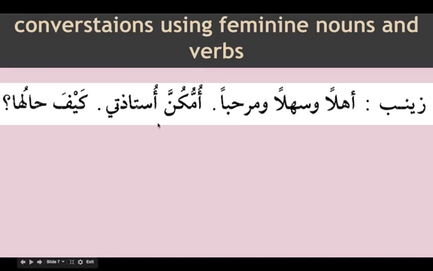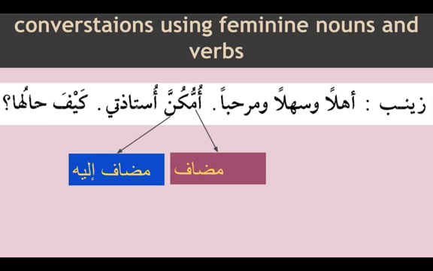So again we have here a compound. It's ummu kunna ustazati, your mother. This ummu is mudaf and kunna is mudaf ilayhi, mother of yours. So we translate it as your mother. Ustazati. So again here it is my teacher. So ustazatu plus ya mutakallim, mudaf ilayhi, ustazati.